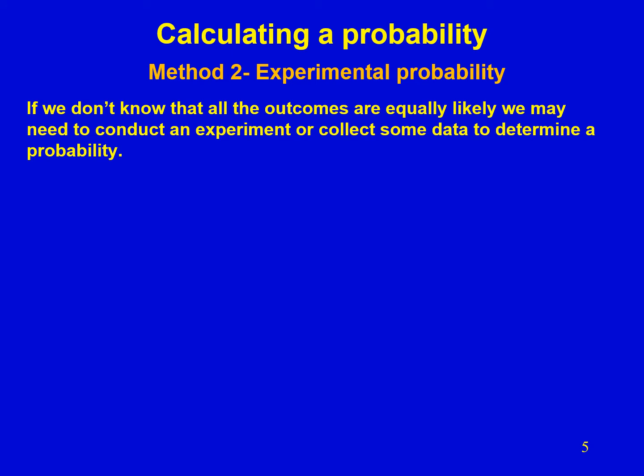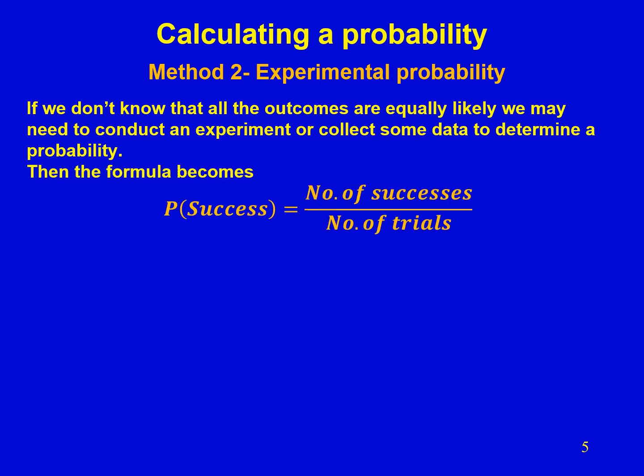Now that formula only worked if the outcomes were equally likely. So sometimes we don't know all the outcomes are equally likely, so sometimes we may need to conduct an experiment or collect some data to determine a probability. If we do that, then the formula changes slightly. It becomes probability of success equals number of successes divided by number of trials.